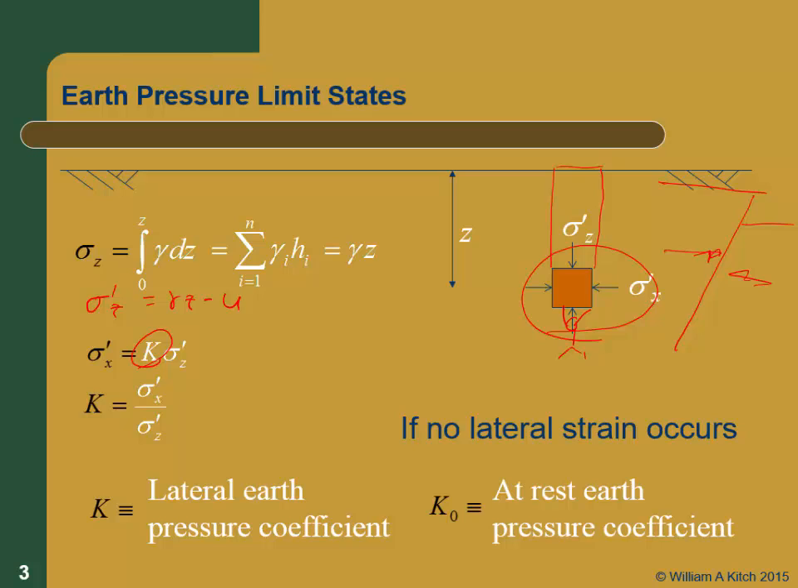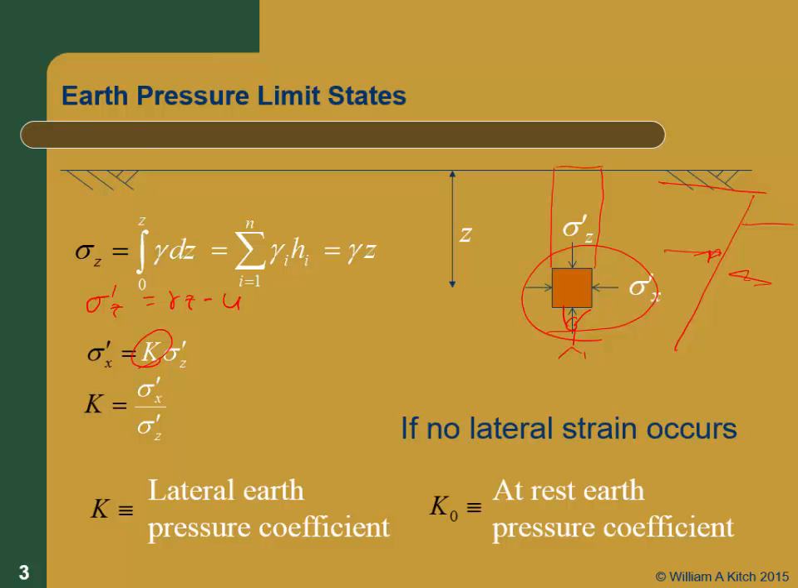So that's the theoretical description of K0. K0 is whatever lateral earth pressure you're going to get if there's no lateral strain. That still doesn't define it, because it still doesn't talk about whether there are loading conditions or non-loading conditions, and what the stress history is, but at least it's a theoretical place to start.